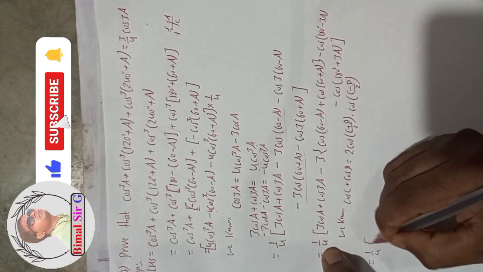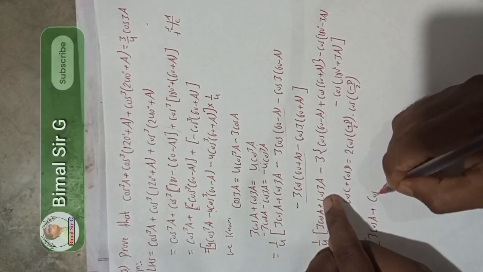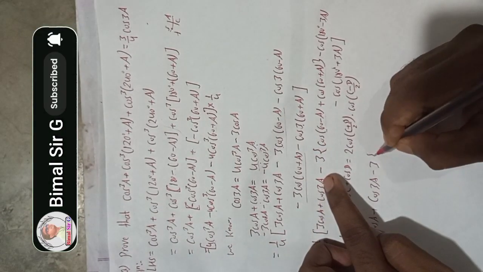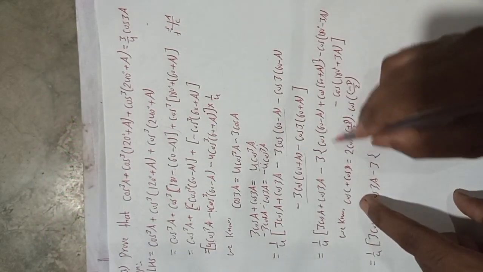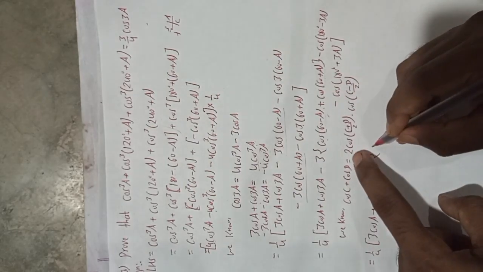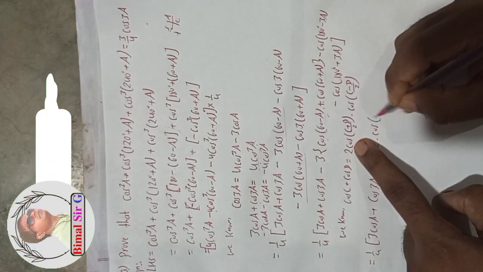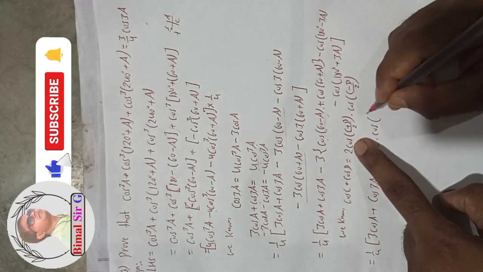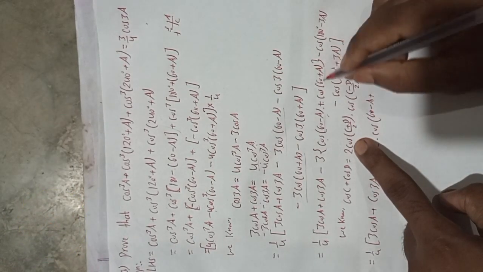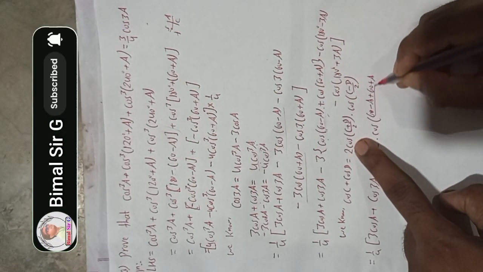1 by 4, this 3 cos A plus cos 3A minus 3. Now in place of this bracket, what do we have to put here? This is cos C plus cos D. So this is our 2 here, and then cos, and for C, what do we put here? This 60 minus A, and then this is plus. For D, this 60 plus A. So 60 plus A, and then divided by 2.